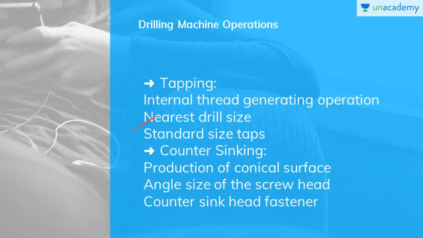Then you have countersinking. Countersinking is an operation to produce conical surfaces at the end of pre-drilled holes by the usage of a countersink. A conical shaped cutting tool is used in this process. The angle size of the hole depends on the angle size of the screw head or the rivet head, whichever is to be seated in it. Then a countersink head fastener is used in the countersink hole which avoids unwanted projection over the top surface of the workpiece.